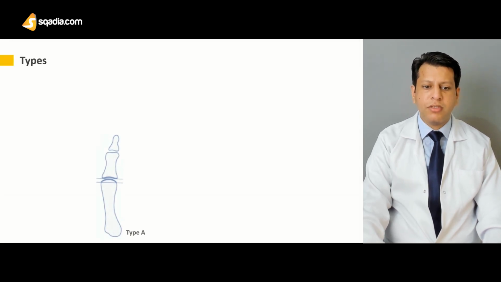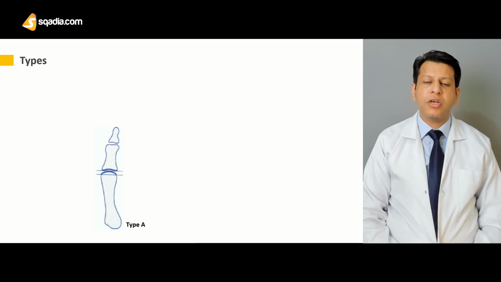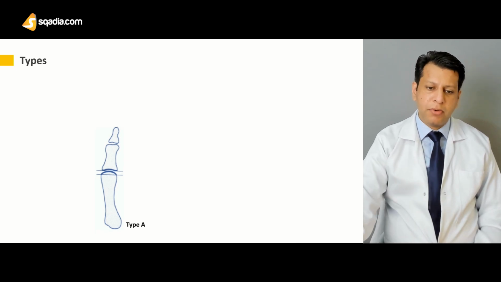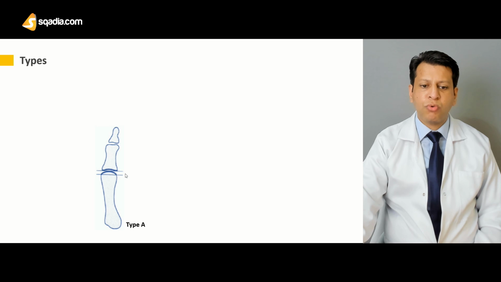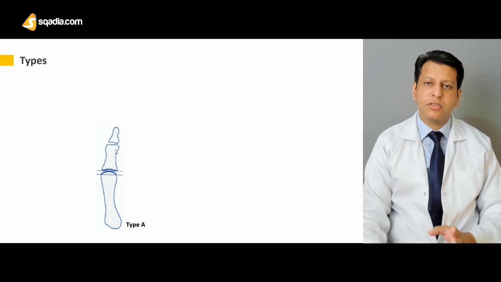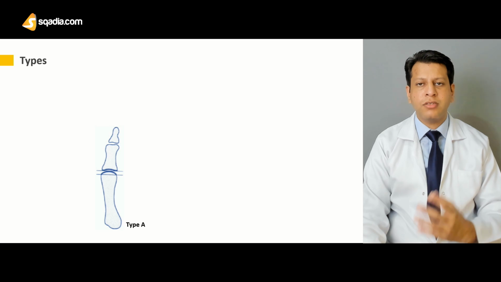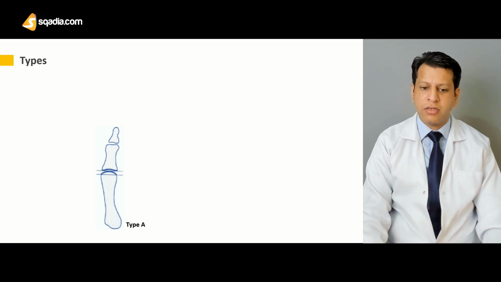If you see, this is type A, which is a normal joint. You can appreciate here, this is the first metatarsal, and the first metatarsophalangeal joint is congruent. That is, both lines are parallel to each other, with no lateral deviation of the phalanges either. This is a normal forefoot, or this is what happens if there is no Hallux valgus.